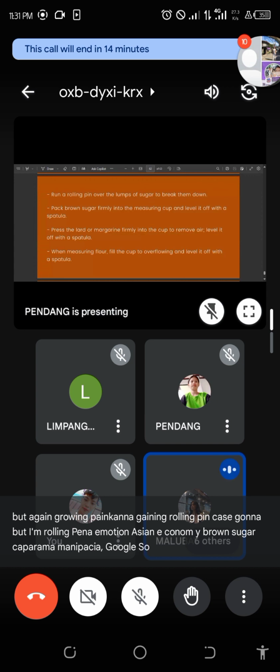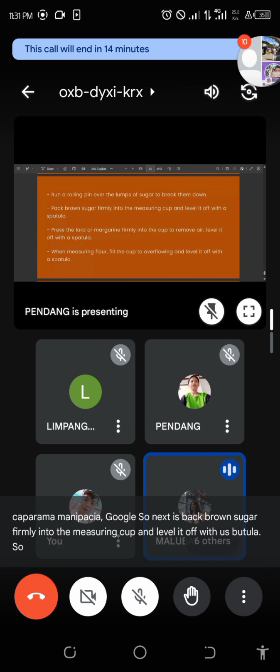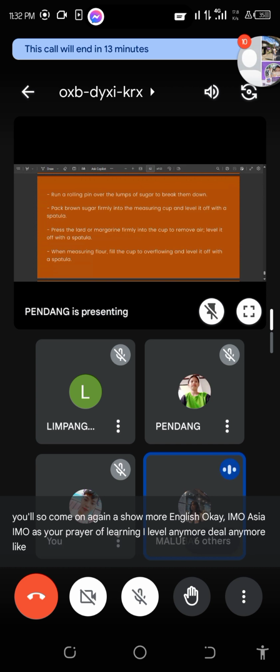So, next is pack brown sugar firmly into the measuring cup and level it off with a spatula. So, kung magkuha na gina siya, mawagtang gina siya mga tibugol-tibugol, kay imo na siya parihan nga ito sa flour nga i-level rani mo gamit ang spatula. Ipadiritso rani mo ba? Dili ni mo, like, dukdukon, ano eh, press, ano.